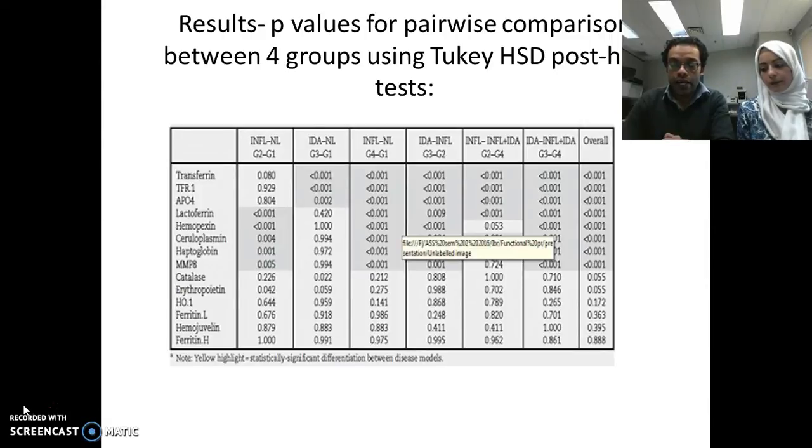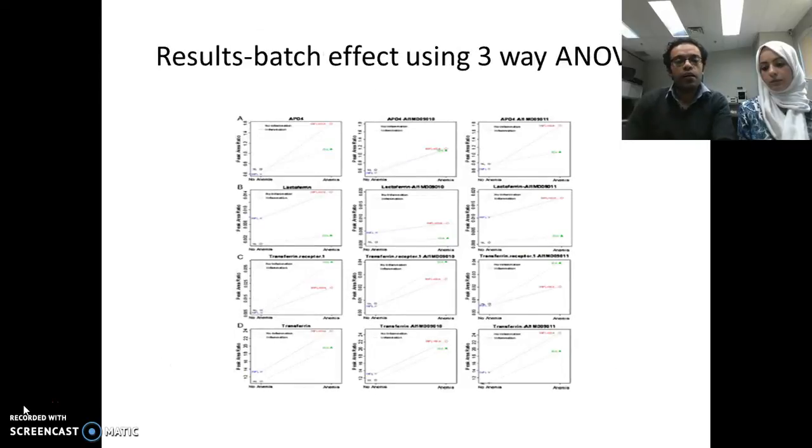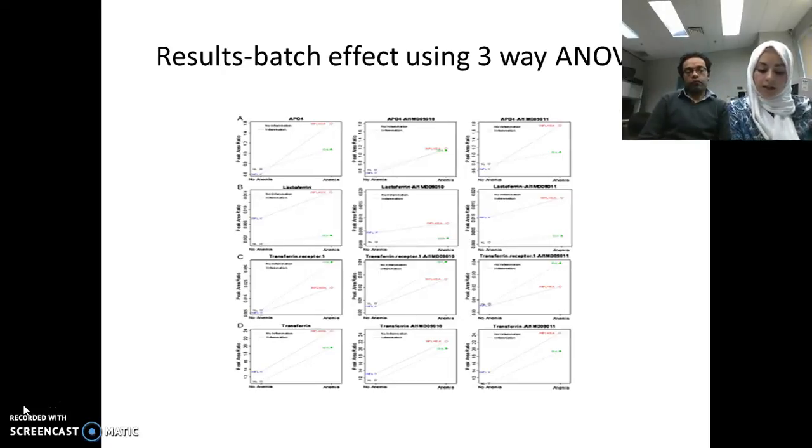There is a significant disease model effect when means from the 4 groups are compared, with p-value less than 0.001. The next slide is batch effect using 3-way ANOVA. This slide shows the batch effect analysis. APO4 and lactoferrin showed a batch effect, whereas transferrin didn't.